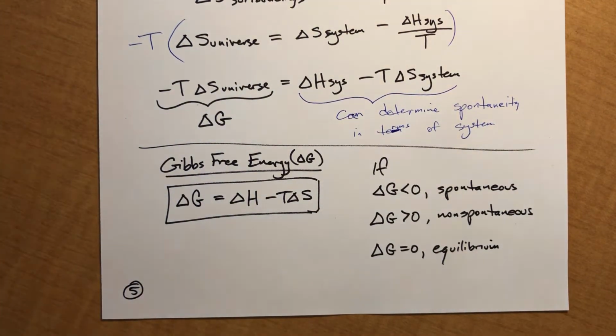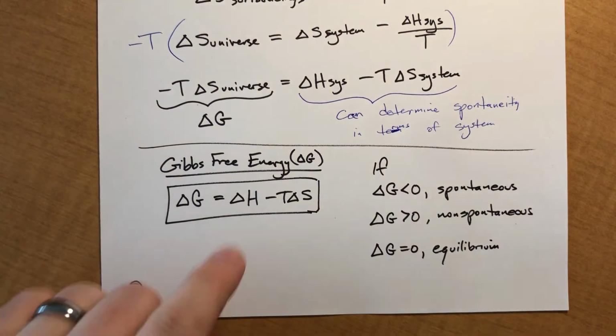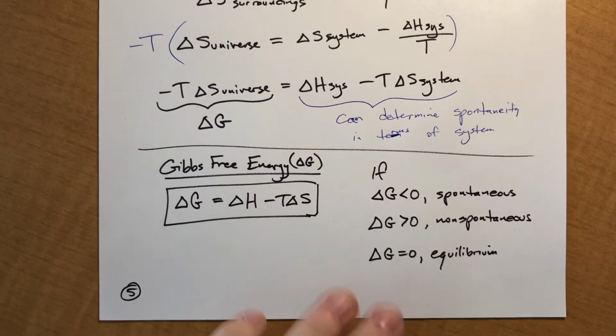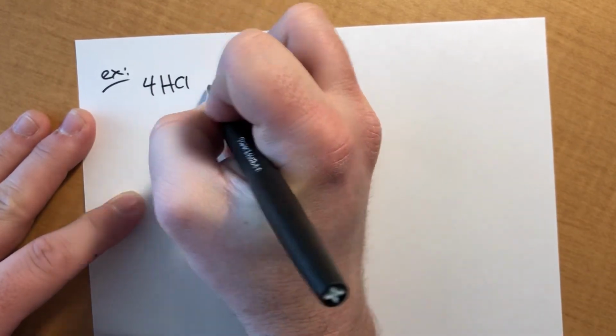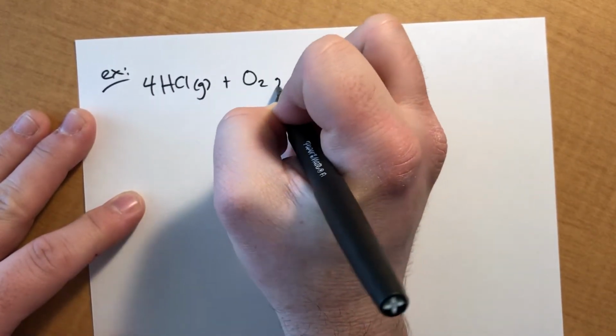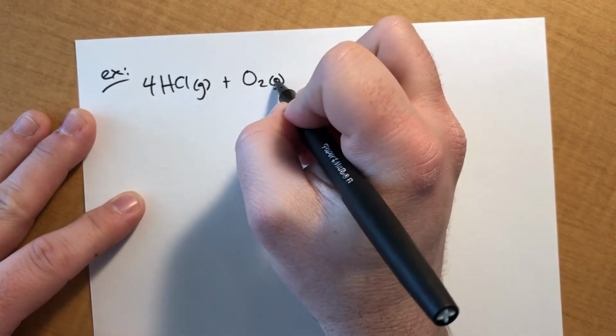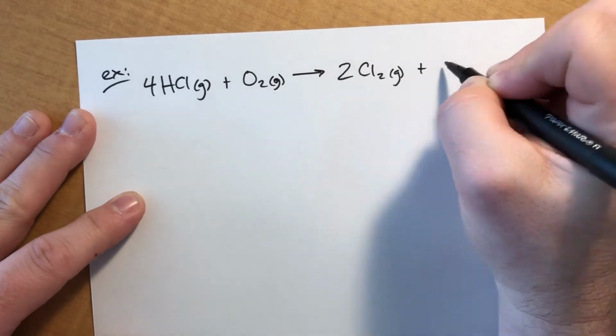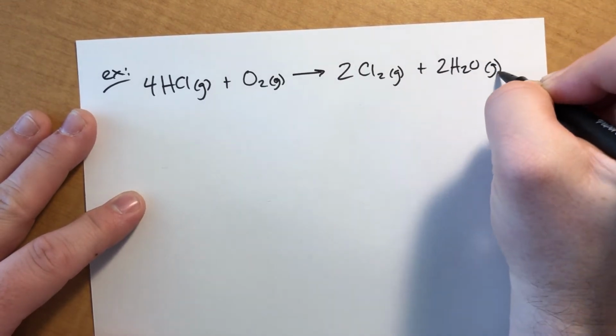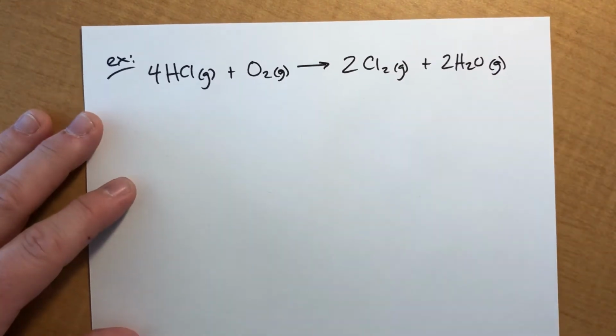So, let's try an example where we use this equation. Okay. In a previous video, we saw this example: 4HCl gas plus O2 gas forms 2Cl2 gas plus 2H2O gas. Everything is a gas in this example.